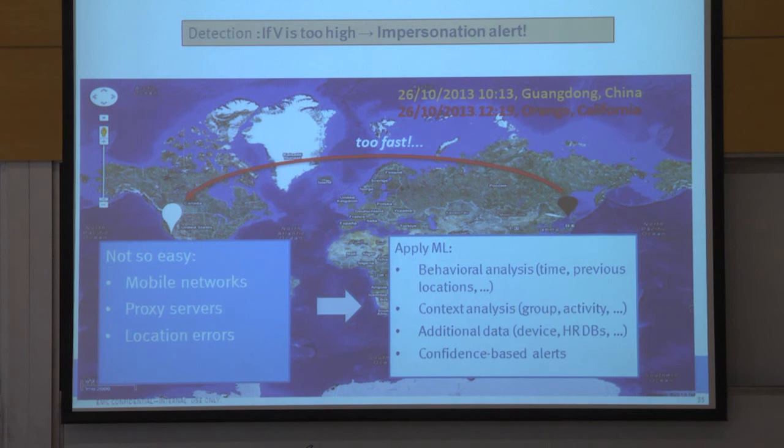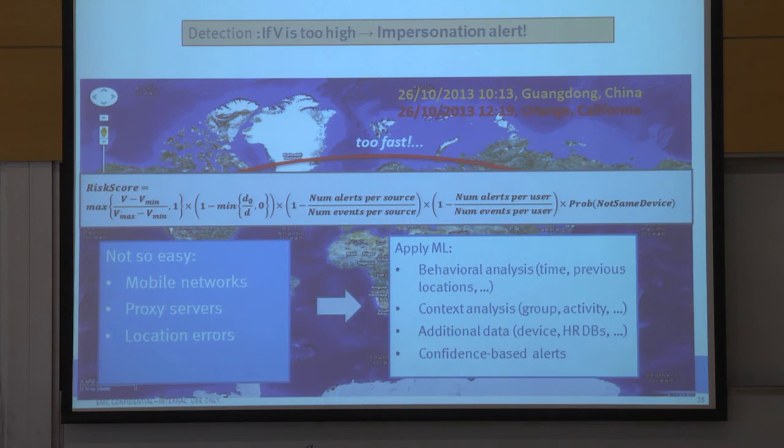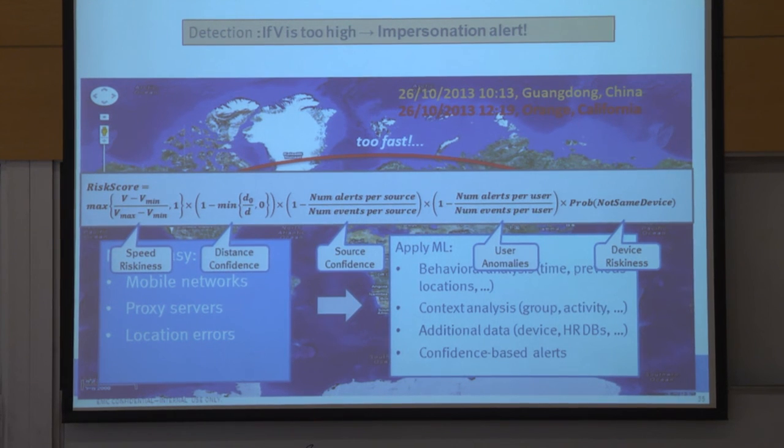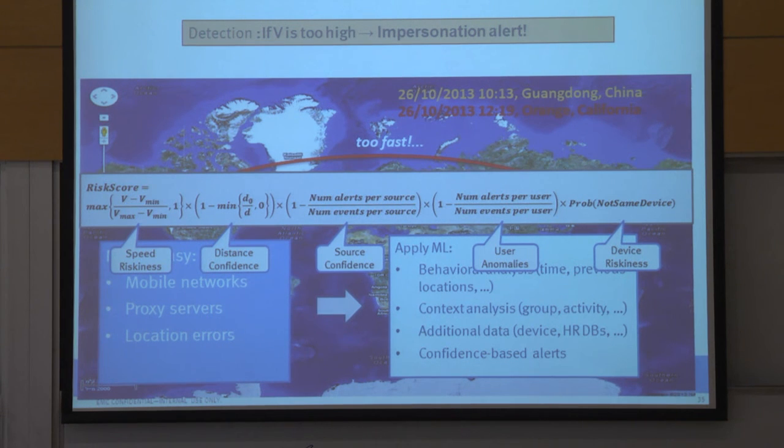So instead of just extracting the speed and putting some threshold, we have something that looks a bit more like this. It's not exactly like this because it's IP data, but it's something similar. So the risk score is not only the speed, but there are a lot of other things that we consider: the riskiness of the speed, the distance confidence, the source confidence, the user anomalies, and the device riskiness.